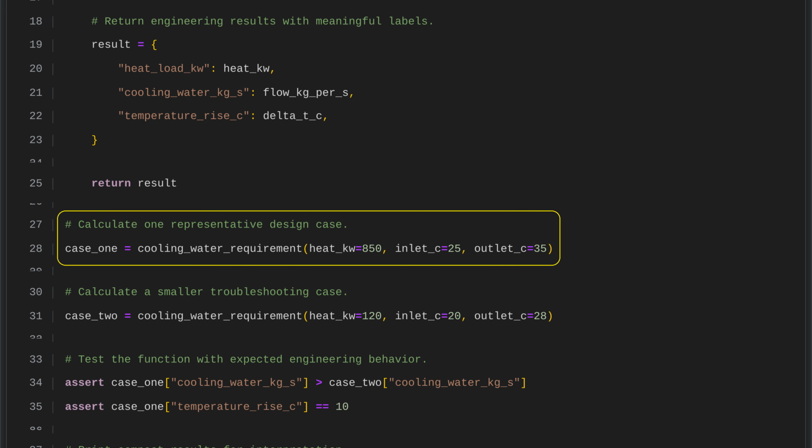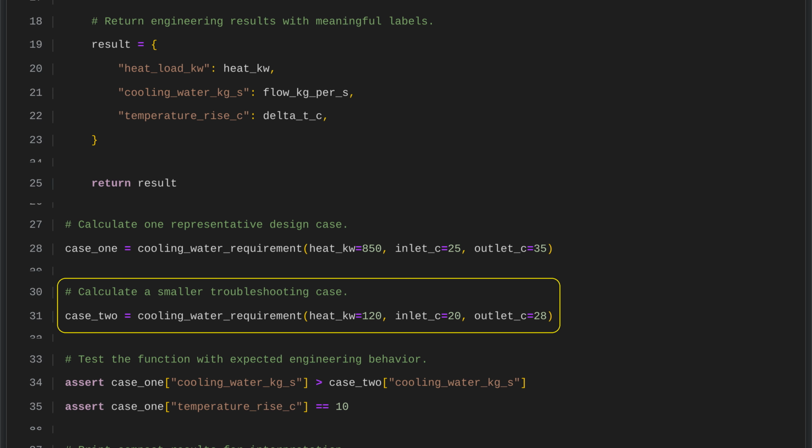A representative design case is evaluated using the cooling water requirement function. It uses the heat load and the cooling water inlet and outlet temperatures. Here, 850 kilowatts, 25 degrees Celsius, and 35 degrees Celsius. The result gives the required water flow rate, heat load, and temperature rise with clear units, making the values easy to interpret and reuse in later engineering calculations.